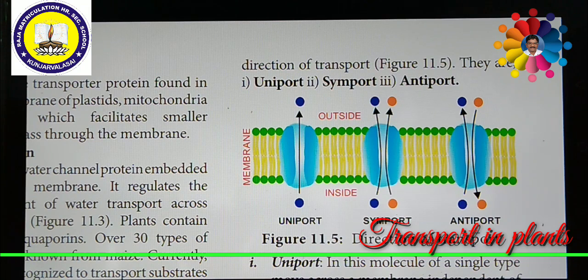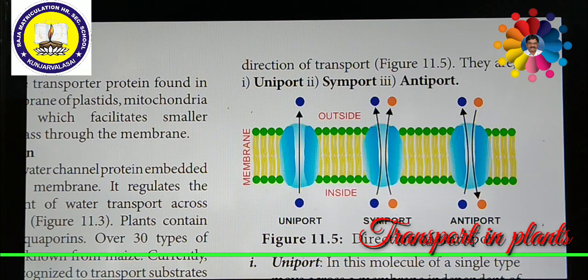Now we are going to see about active transport. What is active transport? Similarly as we discussed just now, passive transport is transporting the material from one side to the other side without using any energy. So this is called passive transport. But on the other hand, what is active transport? Active transport is when material is transported from one part of the membrane to the other part by utilizing energy.